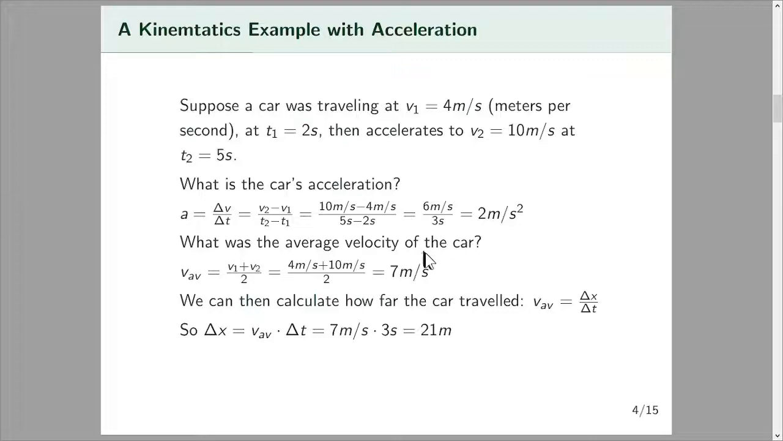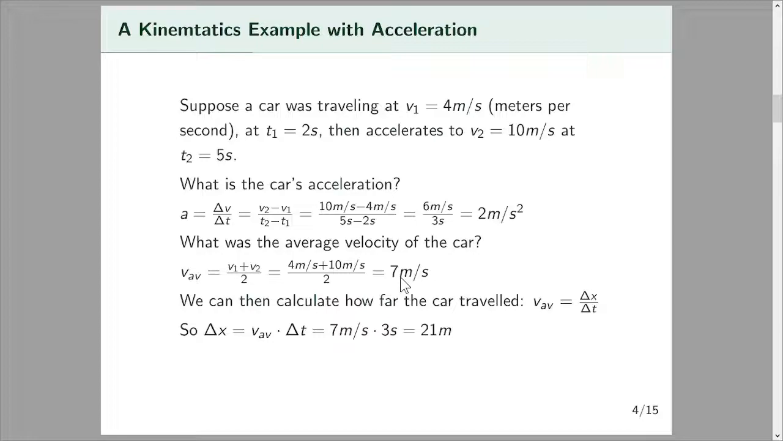We can also calculate the average velocity of the car, right? The average velocity was the initial velocity, which was 4 meters per second, plus the final velocity, which was 10 meters per second, divided by 2, which is 7 meters per second. It's 14 meters per second divided by 2, which is 7 meters per second.